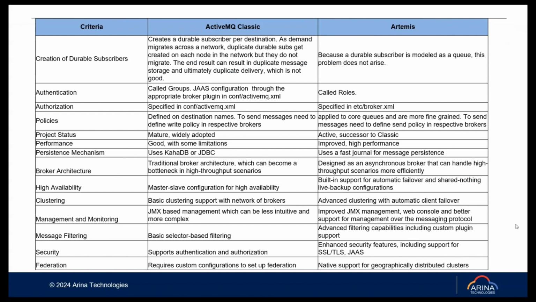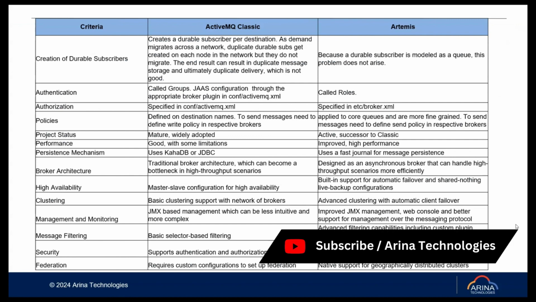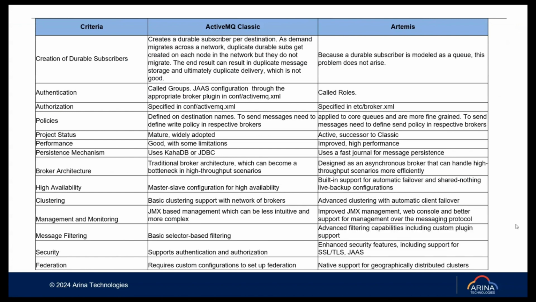What about the policies? What are policies? Policies essentially say that certain things could be done while certain access is denied. That is what is called a policy. For ActiveMQ Classic, it is defined based on the destination names. You could be granular on the destination names and provide a policy that, for example, this one can receive messages from this thing. And to send messages, you would need to define a write policy for the respective brokers. In Artemis, it is applied to the core queues, which is more fine-grained compared to ActiveMQ Classic.